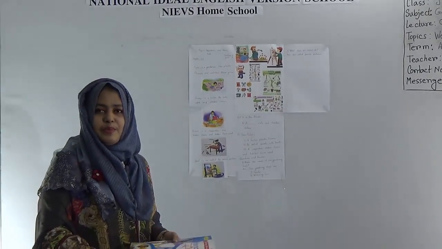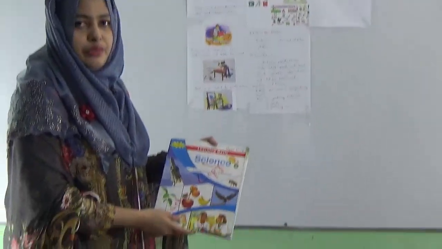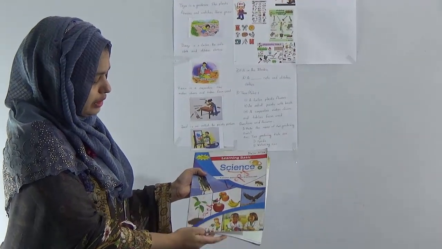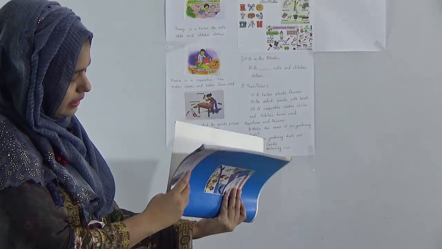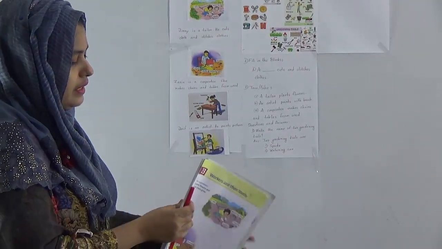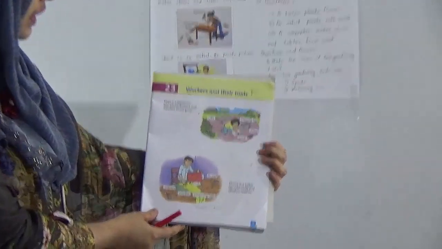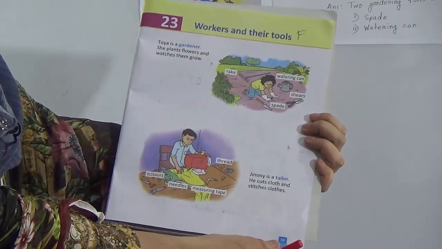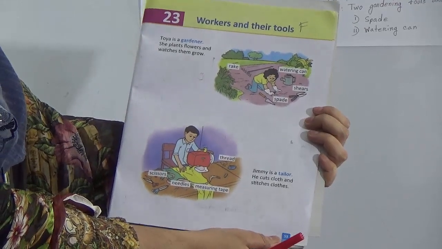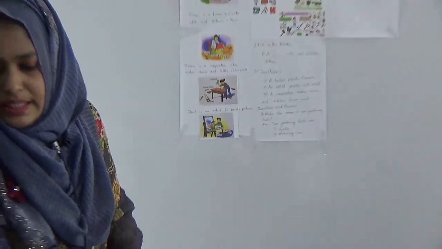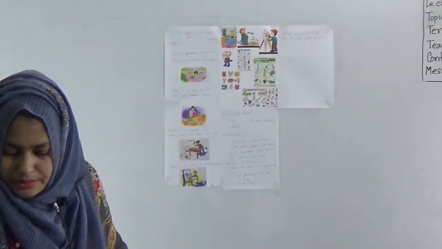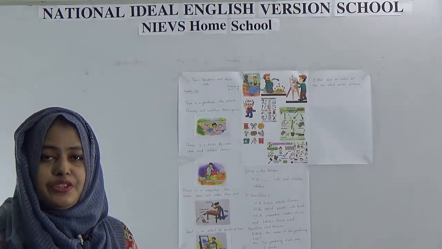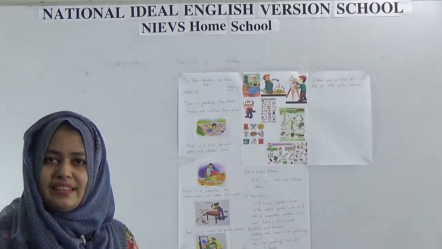And this is your science book. When you are watching this class, you can open your science book. And our today's topic is here. This is chapter 23 and page number 53. Before starting this class, I want to show you some tools. Today I will introduce to you some workers and their tools.